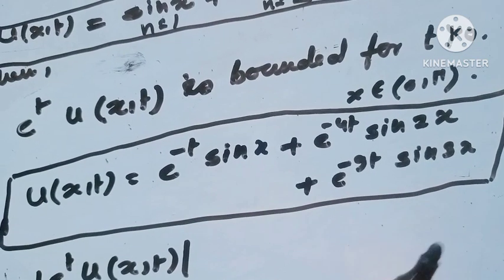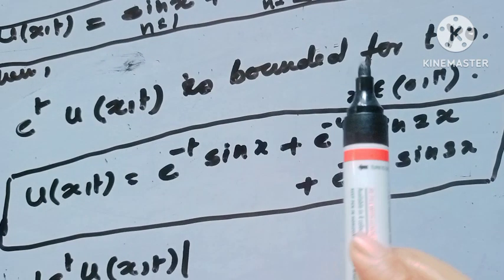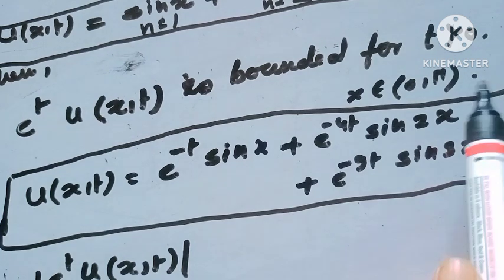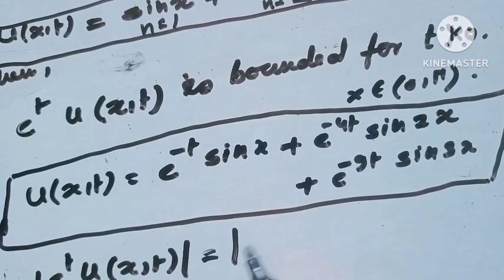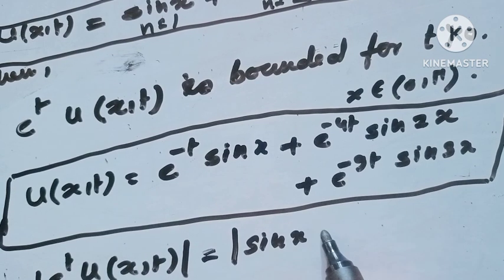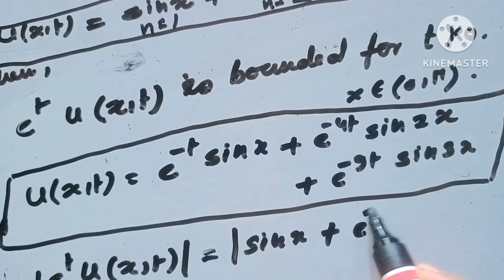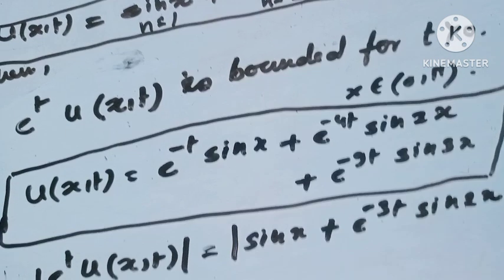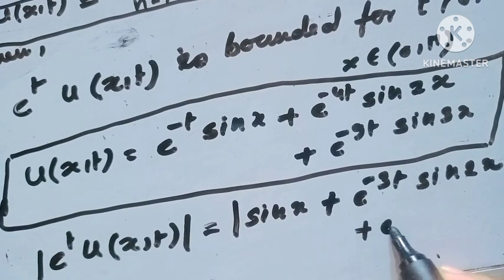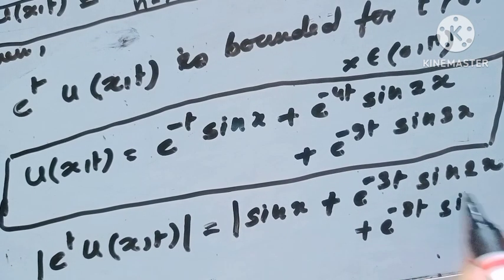Implying e to the power t u(x,t) is bounded for all t greater than 0 and x belongs to (0, pi). u(x,t) equal to e to the power minus t sin x, e to the power minus 4t sin 2x and e to the power minus 9t sin 3x. Since then e to the power t u(x,t) means obviously this would be sin x plus e to the power minus 3t sin 2x plus e to the power minus 8t sin 3x.